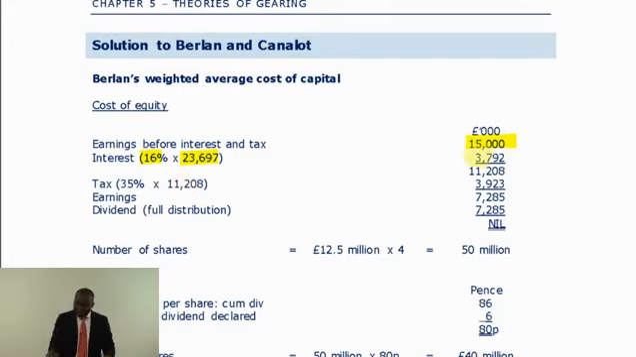If you multiply, that gives you interest. We want the profit after tax, and this is basic accounting. If I take the interest off, it gives me the profit before tax. Tax rate is 35% on the profit before tax. It gives me the tax. When I deduct the tax, it should give me my profit after tax.